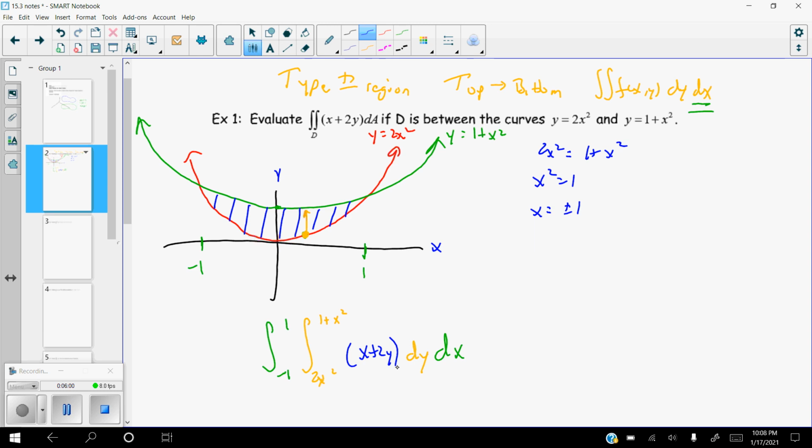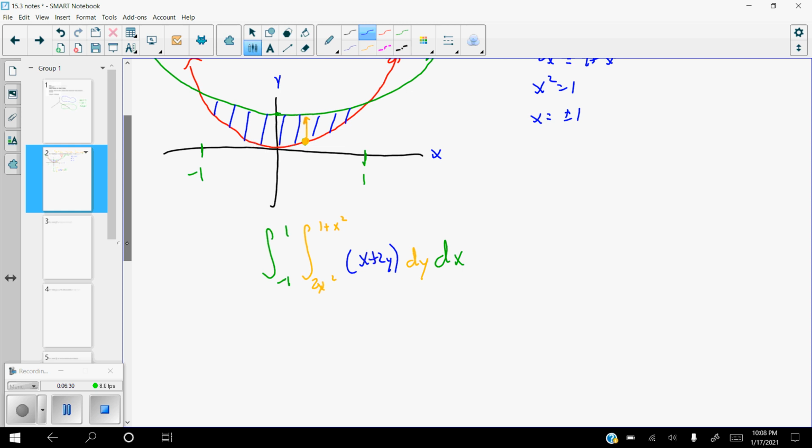So when you set these up, because it's dy dx, and this is what's considered a type 1 region, that means the y's will vary from function to function, and the x's will vary from a constant to a constant. And the reason you need the constants on the outside is because if you have functions on the outside, considering you do the inside integral first, you're going to end up with a function of another variable at the end, and that doesn't do us any good. We're trying to find the actual numerical value of this function, of this volume, excuse me.